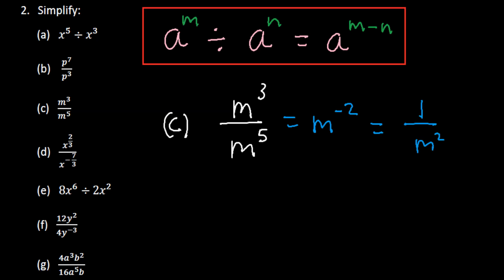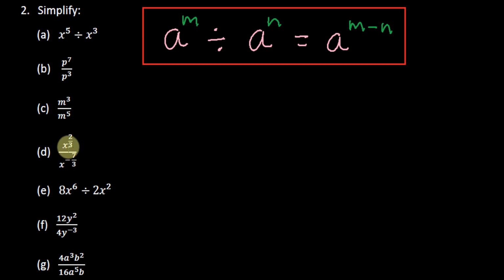Here we use an exponential rule that says a to the negative m is 1 over a to the positive m. We're going to look at this rule in more detail further on. But we can write a negative power as a positive power by using this rule. So m to the negative 2 will be 1 over m squared.